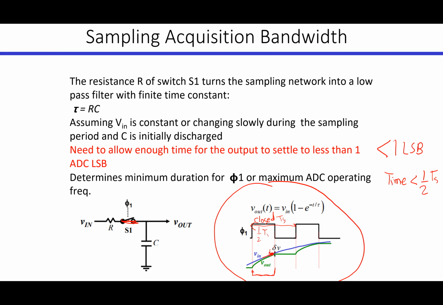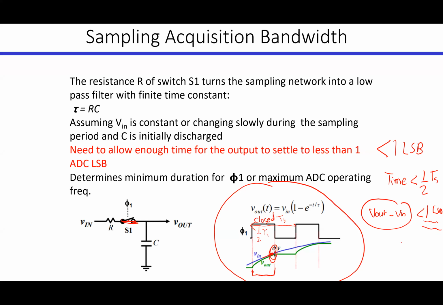Now the second part: how much difference between V out minus Vn? The difference between them should be less than half LSB, 1 LSB, or even less than half LSB. It depends on how accurate you want your design to be.